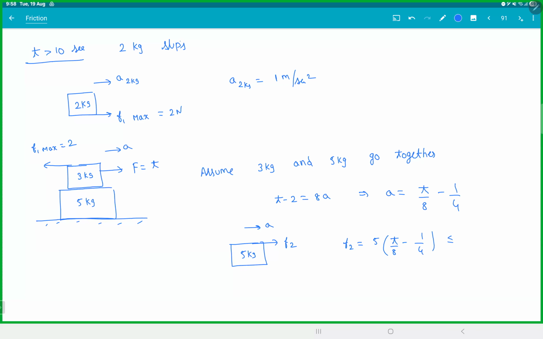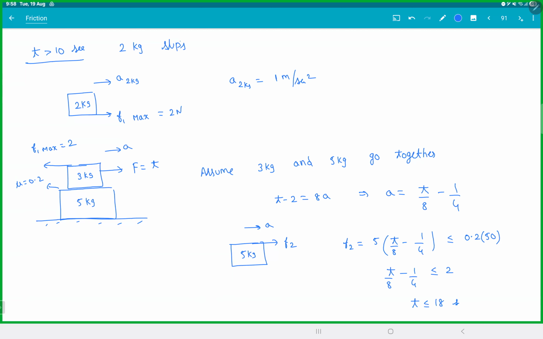This must be less than or equal to... this section was 0.2. And the normal reaction was 50. How much was that? 10, that will become 2. T by 8 minus 1 by 4 is less than 2. That will be T by 8 is less than 9 by 4. 4s are 2s are 18 seconds.